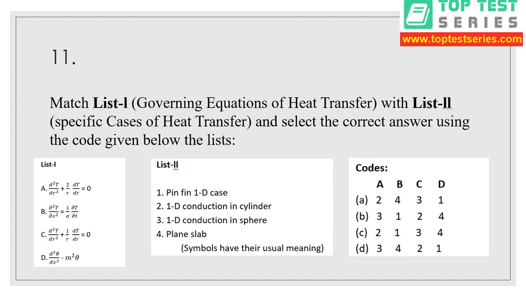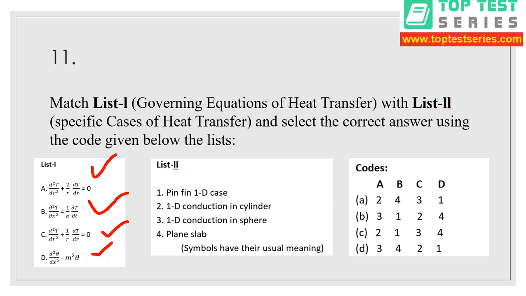Question number 11. Match list 1 governing equation of heat transfer with list 2 specific cases of heat transfer. Select the correct answer using the code given below the list. List 1 and list 2. Codes ABCD, ABCD. Now my dear, let's go for it. So my dear, if you know which category or type these formulas belong to, then you can mark this answer, right? So let me tell you, my dear, which formula belongs to which item in list 2.